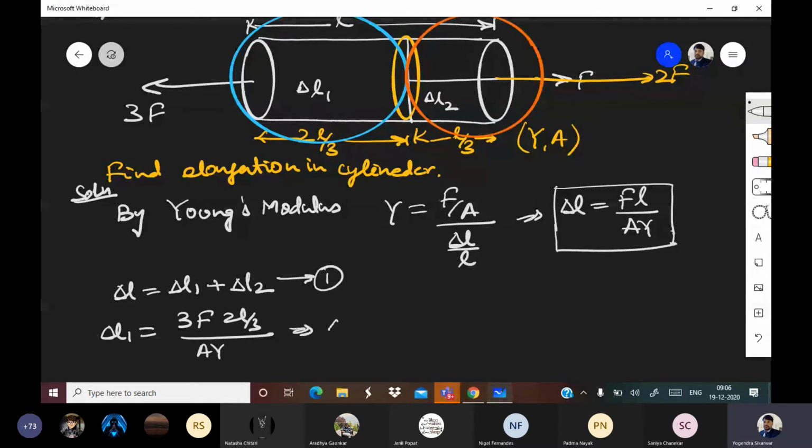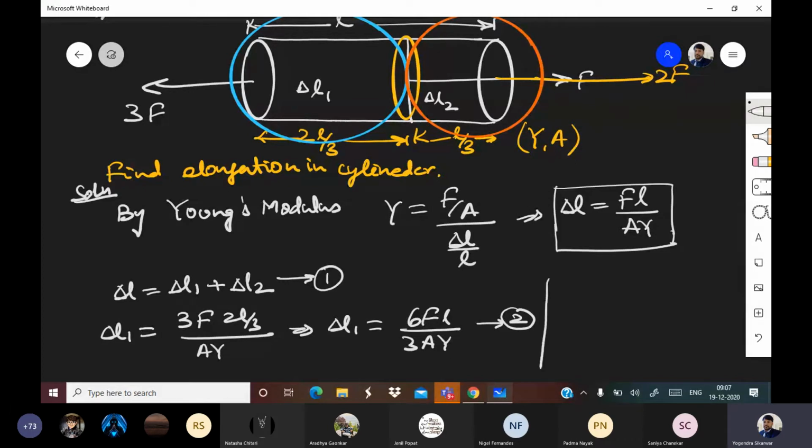So delta L1 comes out to be, I am not cancelling 3 by 3, I am writing it as it is. So 6FL upon 3AY. Let me call this equation 2. You must be wondering why I did not cancel it. Because it will serve our purpose.